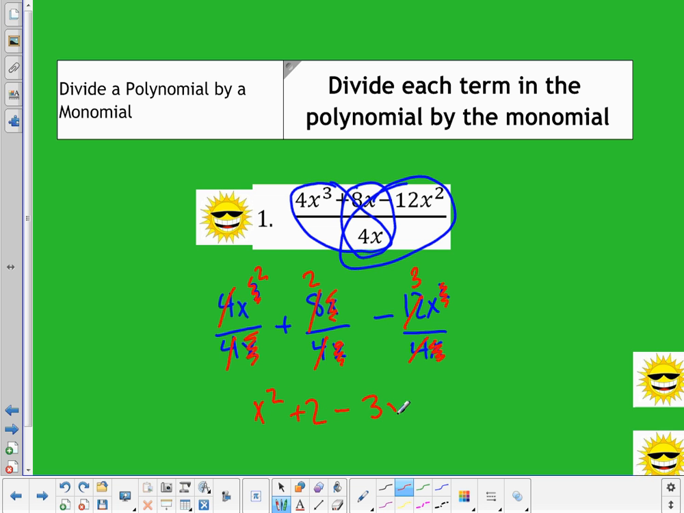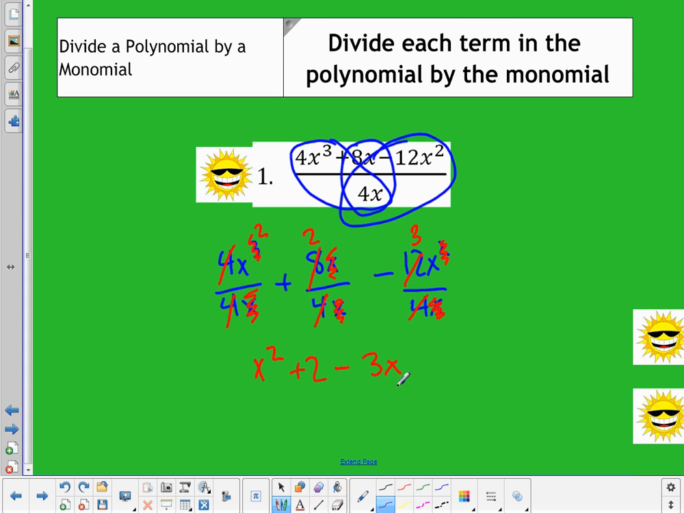minus 3x. Now I'll tell you, if this were an ACT or an MCA, you wouldn't see it in this order. You'd see it in standard form, x to the second minus 3x plus 2. That's how it would look in your answer choices.